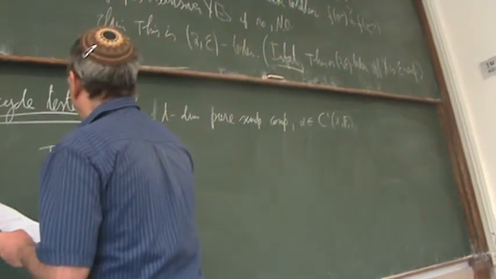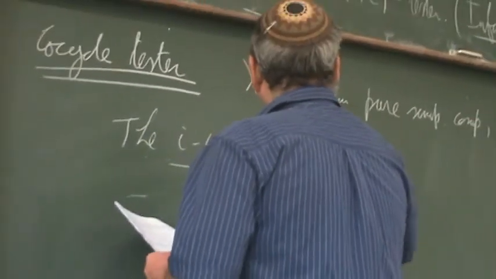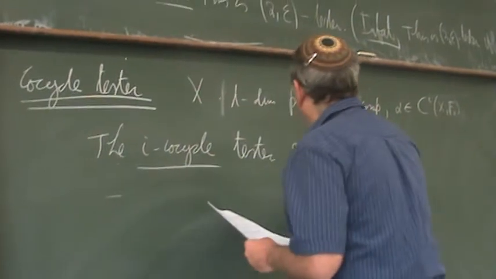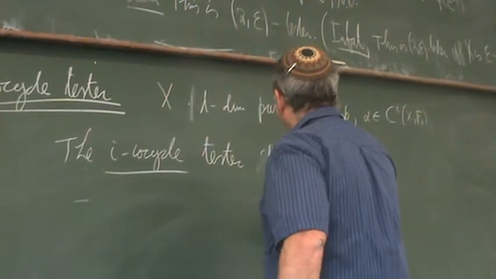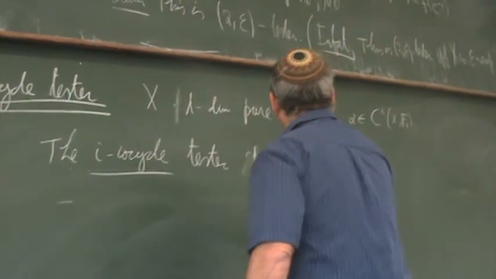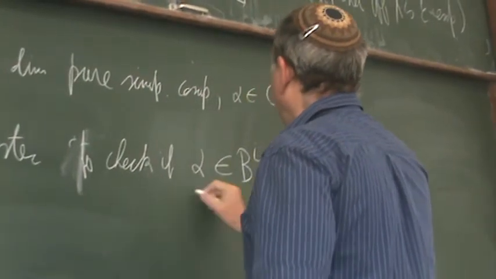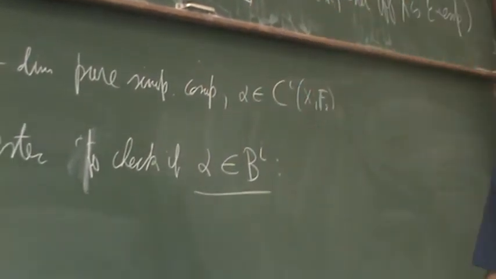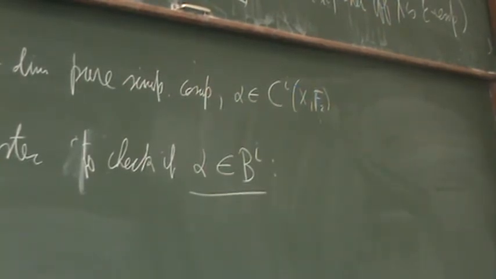The I cocycle tester, to check if alpha is in BI. We want to check if alpha is in BI, whether alpha is a co-boundary. We are given a co-chain. Right, this is a vector, and we want to check if it is a co-boundary.